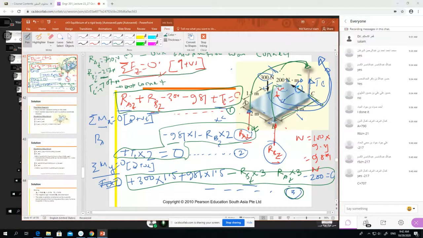It doesn't mean that your problem is wrong. It is just that we assumed upward. Actually, in reality, it will be downward. Let's see. Downward means 217. That's the difference.